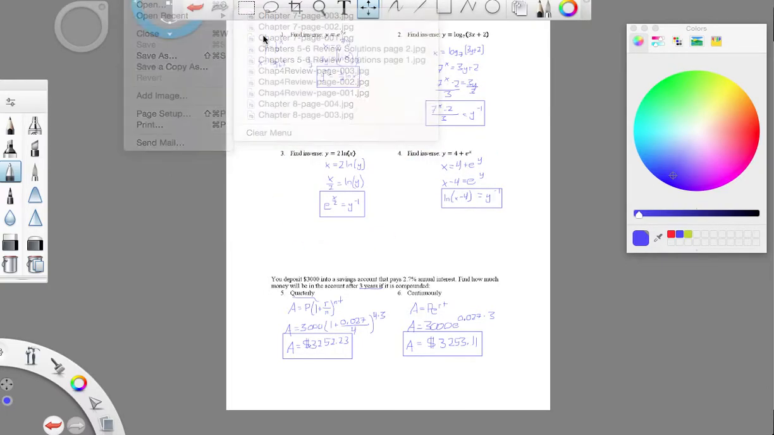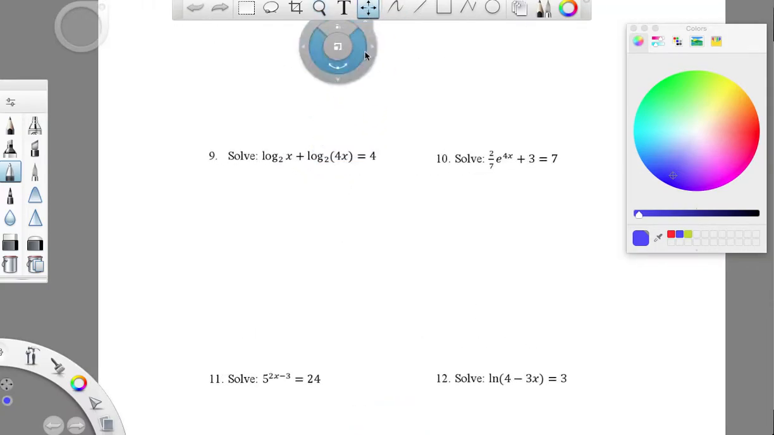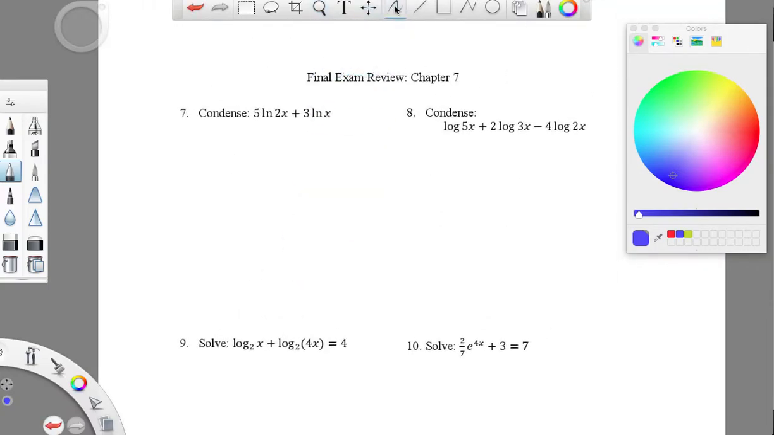Now we can go into page 2 and begin with these. With the condensing problems, remember that what you have to do are the 3 properties. These are in your 7.5 notes. The 3 properties are the power property, the product property, and the quotient property. Very, very similar to exponential properties, or properties of exponents.